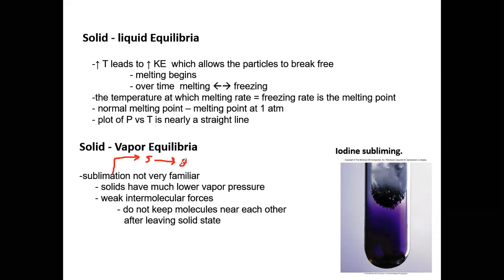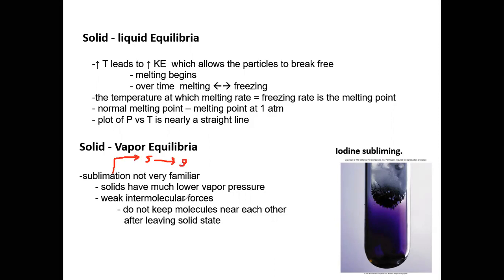Some common things that sublime are dry ice and iodine vapor. If you heat iodine and you have a cold finger, when the iodine vapor touches the cold finger, it deposits. So it sublimes when it's heated, and then when it hits the cold finger, it deposits onto the cold finger. So you get these iodine crystals on the cold finger.